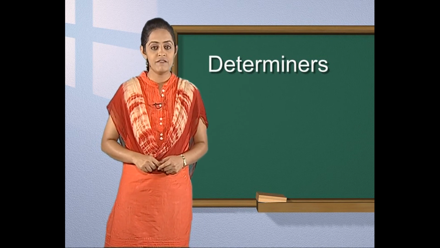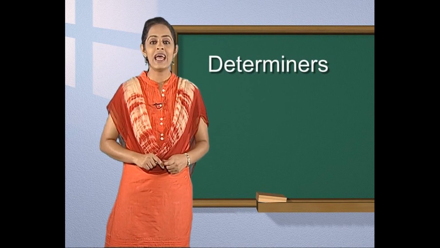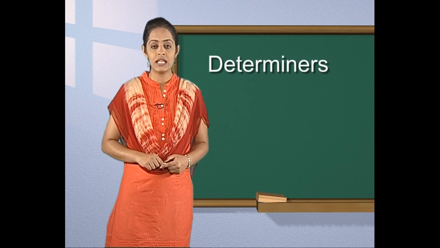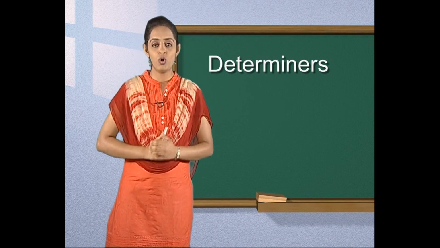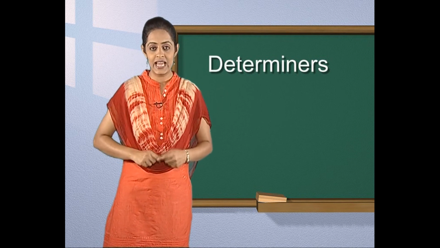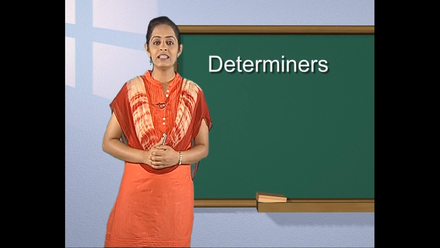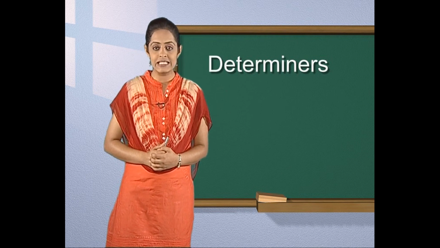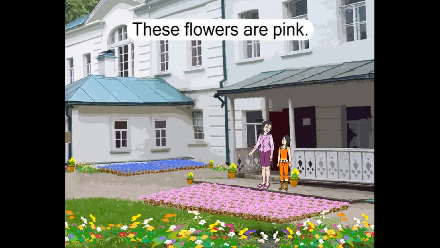And for an object which is distant and singular, we use the demonstrative that. ਇਸ ਤਰ੍ਹਾਂ object ਜੋ ਕਿ ਨੇੜੇ ਅਤੇ singular ਹੈ ਤਾਂ ਅਸੀਂ this ਦੀ ਵਰਤੋਂ ਕਰਦੇ ਹਾਂ ਅਤੇ ਉਹ object ਜੋ ਕਿ ਦੂਰੀ ਤੇ ਹੈ ਅਤੇ singular ਹੈ ਤਾਂ ਅਸੀਂ ਉਸ ਨੂੰ ਦਿਖਾਉਣ ਲਈ that ਦੀ ਵਰਤੋਂ ਕਰਦੇ ਹਾਂ. Now let's understand the usage of these and those. These flowers are pink. Those flowers are blue.